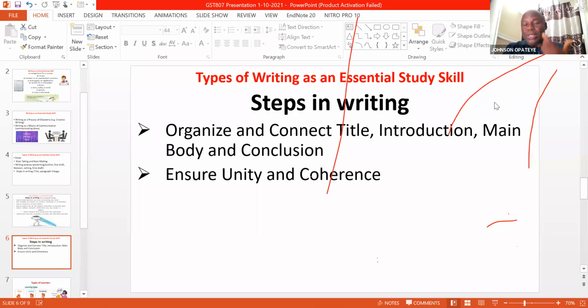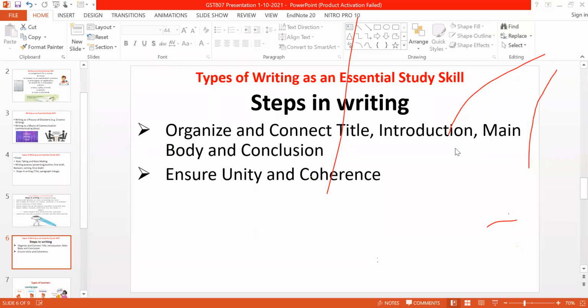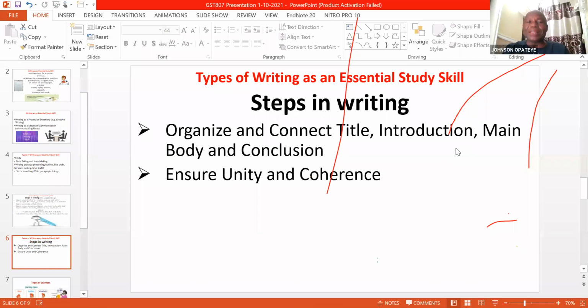Then after your title is your introduction. Your introduction is very, very important. Somebody will decide to read your book by reading just your preface, which is the introduction, or your first paragraph of your writing will either attract or reject people from reading your work. Then your introduction must be enticing. You write the introduction to entice your reader, so that your reader will want to read more.